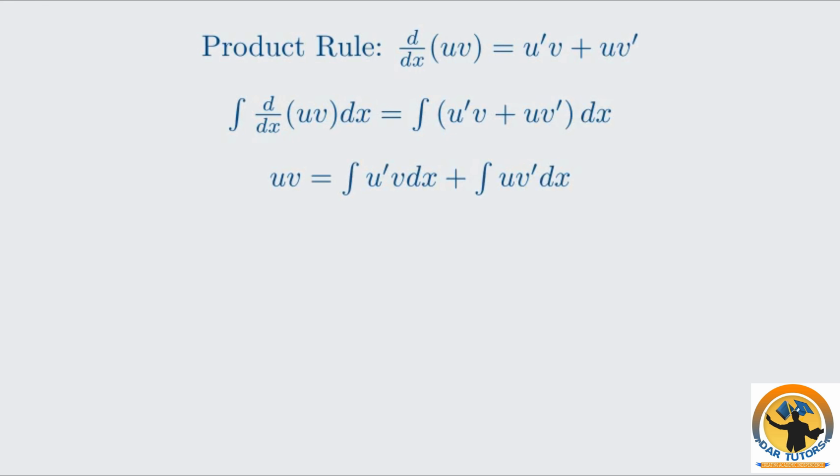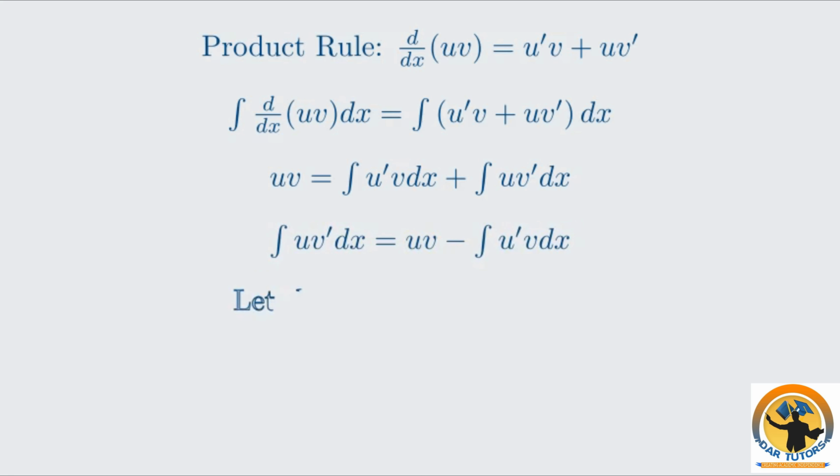Our goal is to find a way to integrate a product of functions. Let's rearrange this equation to isolate one of the integrals. If we subtract the integral of u prime v from both sides, we get the integration by parts formula. The integral of u times v prime dx is equal to u times v minus the integral of u prime v dx. This formula is the core of the method. It allows us to transform a potentially difficult integral, the integral of u v prime, into another integral, the integral of u prime v, which we hope is easier to solve.